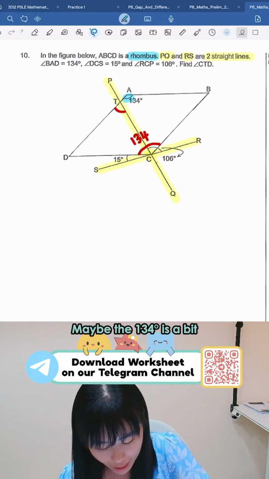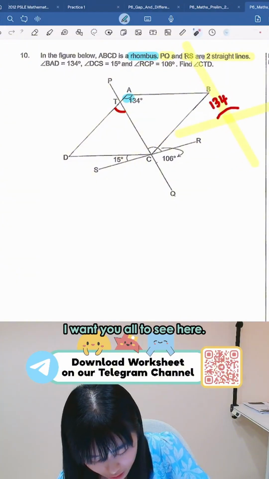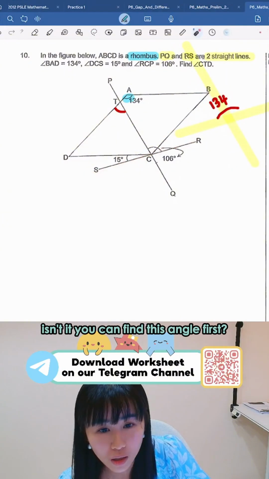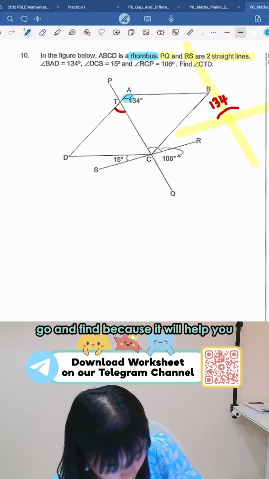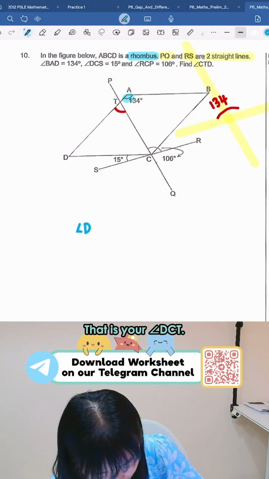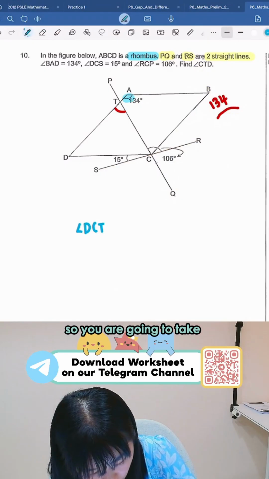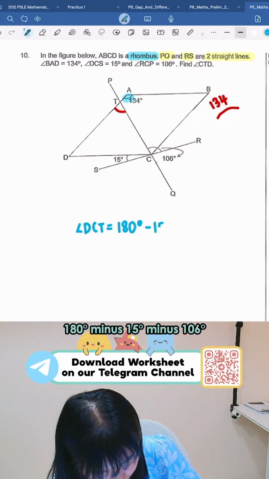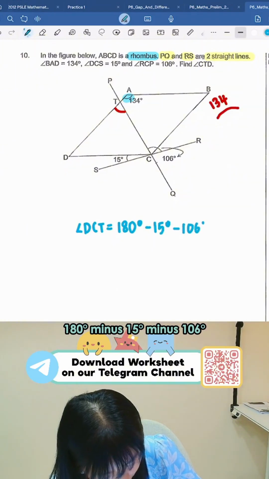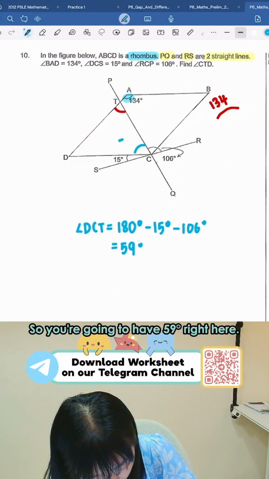Maybe the 134 is a bit distracting to you. If I move it away, I want you to see here. Can you see something you can do? Isn't it you can find this angle first? So whatever you can find, go and find because it will help you. That is your angle DCT. This is a straight line, so you are going to take 180 degrees minus 15 degrees minus 106 degrees. You are going to have 59 degrees, correct or not? So you're going to have 59 degrees right here.